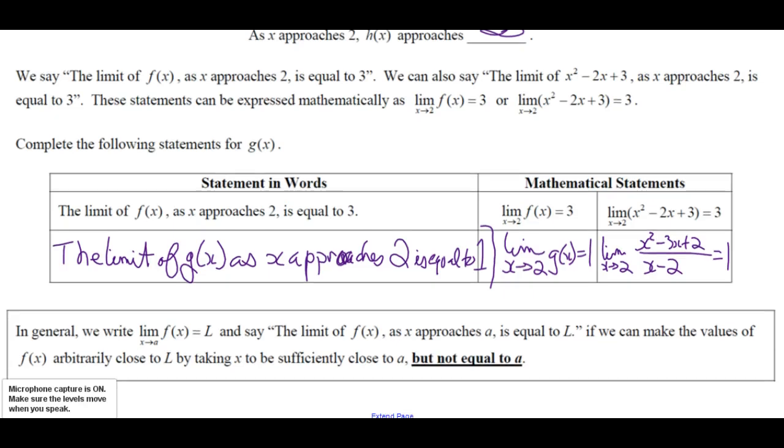In general, we write the limit as x approaches a of f of x is equal to L, and say the limit of f of x as x approaches a is equal to L, if we can make the values of f of x arbitrarily close to L by taking x to be sufficiently close to a but not equal to a. So we can make the values of x as close as we want to a, and as we do that, we get as close as we can to L, but we're not necessarily going to get there.